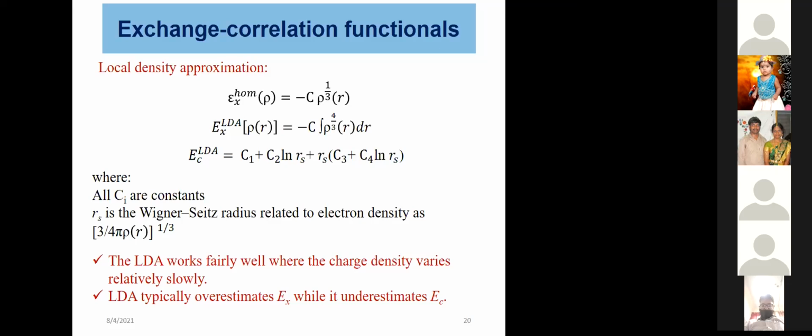But this LDA overestimates the exchange energy and underestimates the correlation energy. So what does this mean? This means that the exchange energy computed using the local density approximation will be higher than the actual exchange energy. And the correlation energy computed using the local density approximation for exchange correlation will be underestimated, lesser than the actual correlation energy. And these two terms taken together compensate each other and we get a fairly good picture.